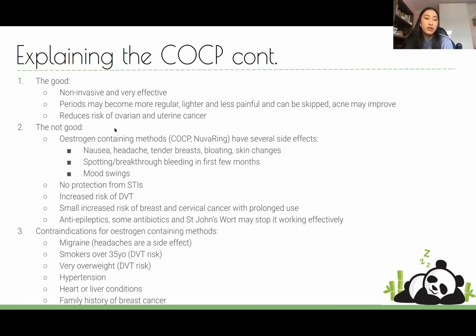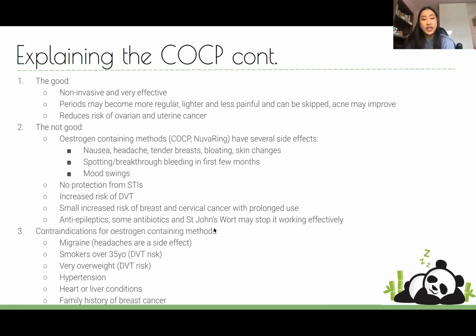The downsides, however, are your estrogen side effects, and that is all of this unpleasant stuff. The other downside is that there's no protection from STIs because it's not a barrier method, and it increases coagulability. So they have an increased risk of DVT and consequently PE. There is also a small increased risk of breast and cervical cancer with prolonged use. So when screening people for breast cancer, long-term oral contraceptive use is actually a risk factor. And then there's some drug interactions, which I wouldn't worry about too much. So they're your pros and cons.